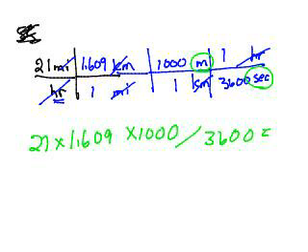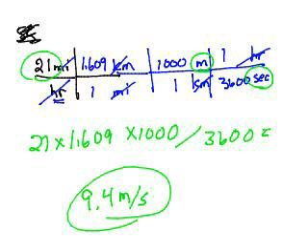How many meters per second? Every second, how many meters will I travel? 9.4, maybe? Because I only have 2 significant digits. So 9.4 meters every second. That's pretty fast if you think about it. 9 meters is 30 feet-ish. So 30 feet a second. That's when you're going 21 miles an hour. So I think it's possible.